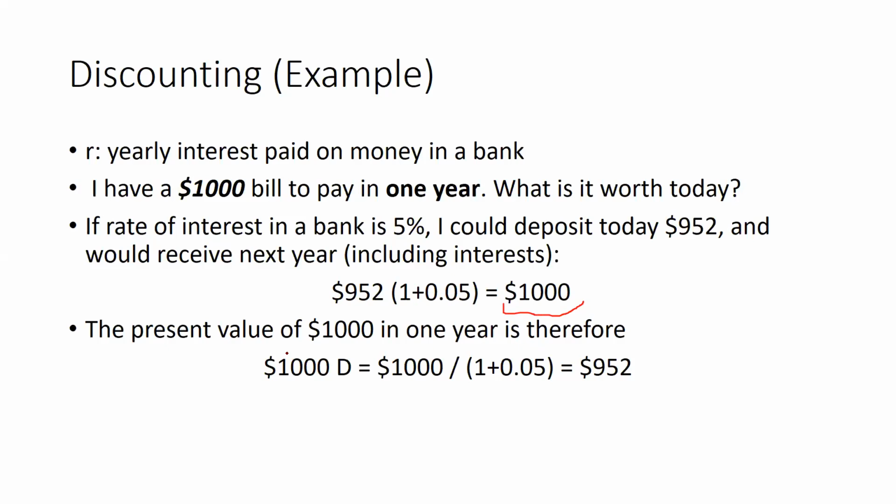So the present value of $1,000 in 1 year is $1,000 times that discount factor. Remember, d equals 1 over 1 plus r. It's $1,000 times that discount factor, which is 1,000 over 1 plus the interest rate, $952. Questions so far?